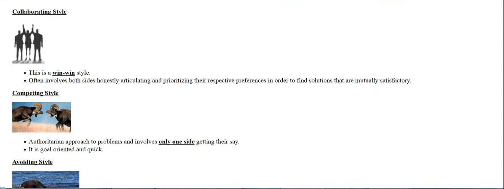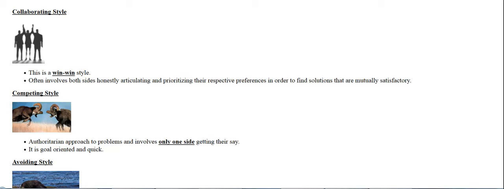This is the ways people tend to manage conflict. First one is collaborating, and this is your win-win. I juice the orange and then I give you the peel. We each win. It often involves both sides very honestly articulating, so laying out clearly what it is they want, and then prioritizing their respective preferences. So maybe I need this thing, but I need it maybe next week, and you need it today. Okay? So really articulating and prioritizing their respective preferences in order to find a solution that is mutually satisfactory.